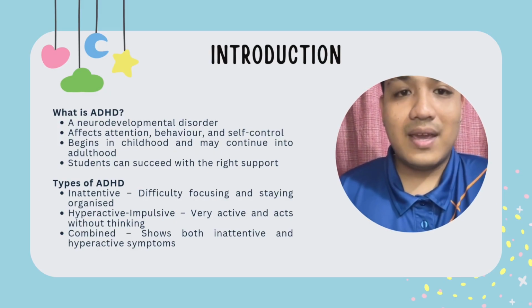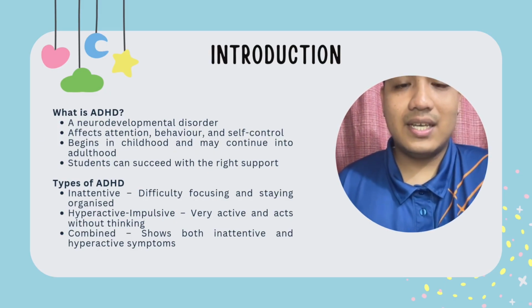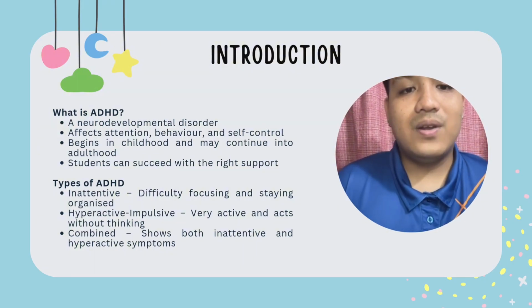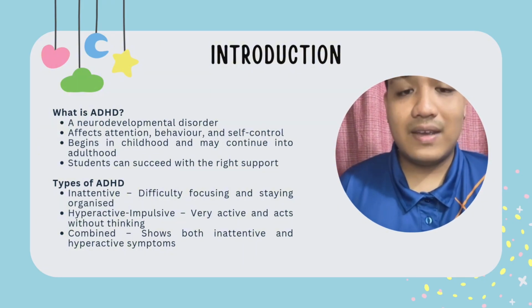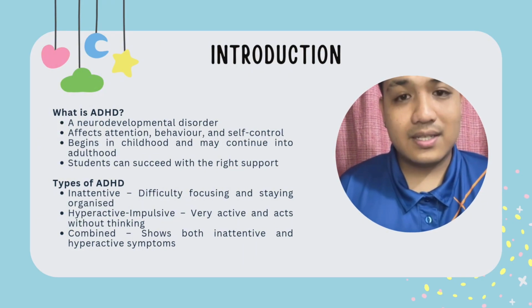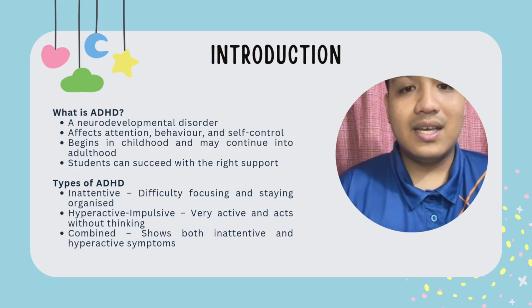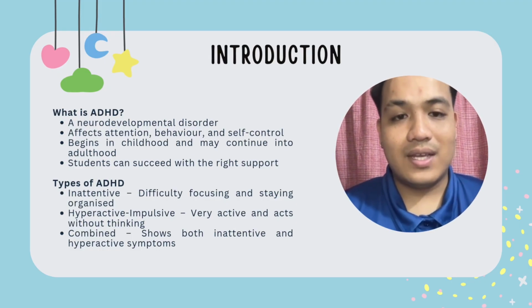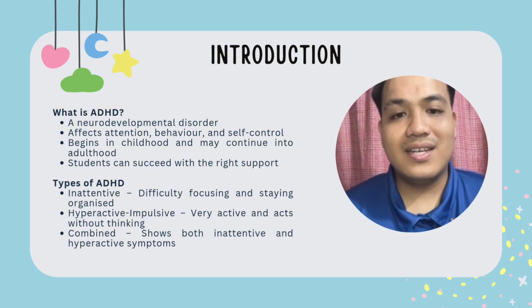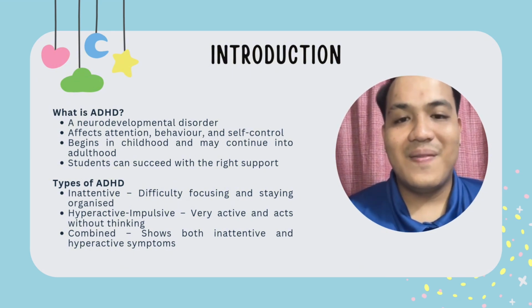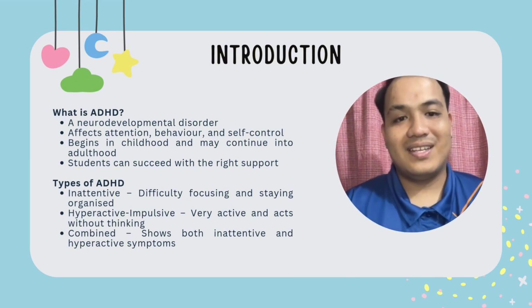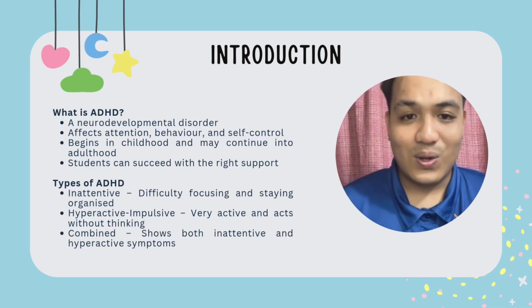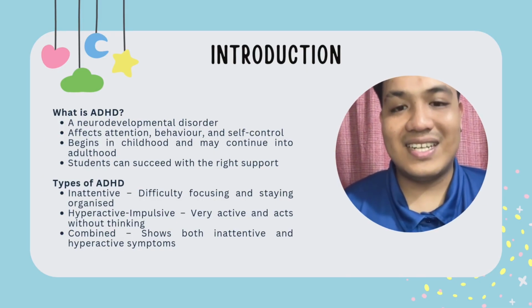There are three main types of ADHD. The first type is predominantly inattentive ADHD. Students with this type often have difficulty paying attention, following instructions, staying organized, or completing their work. They may seem forgetful, easily distracted, or lose things like books and stationery.